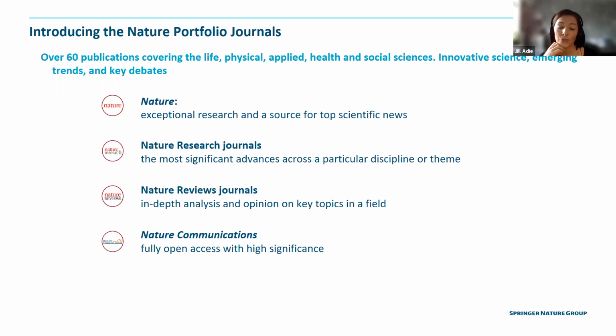And then we have 23 Nature Reviews journals under that. So they're quite different because they only publish review content. I'm going to go into that in a little bit more detail in a few slides' time. And then last but not least, there's Nature Communications, which is a fully OA journal with high significance. It is multidisciplinary and it covers biological, health, physical, chemical, and earth sciences. Last year it published 7,500 articles in 2022, which is impressive.